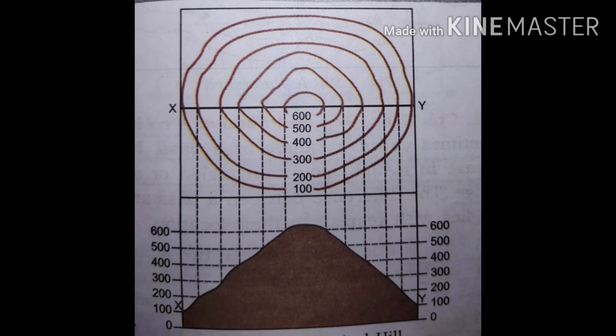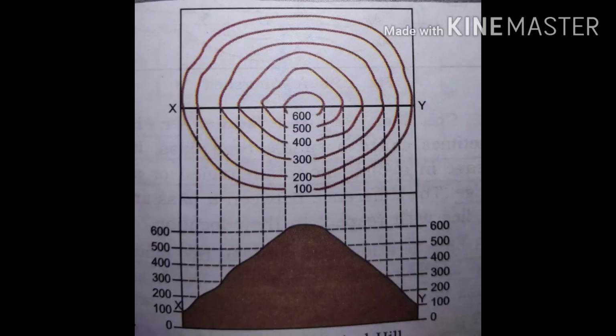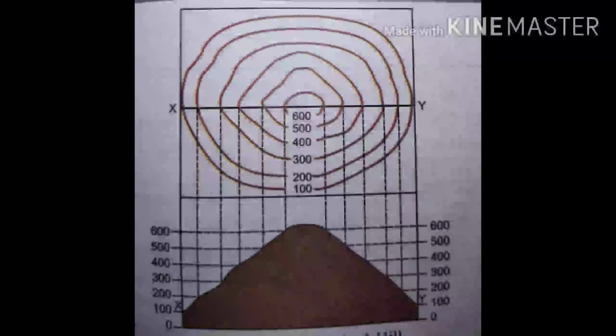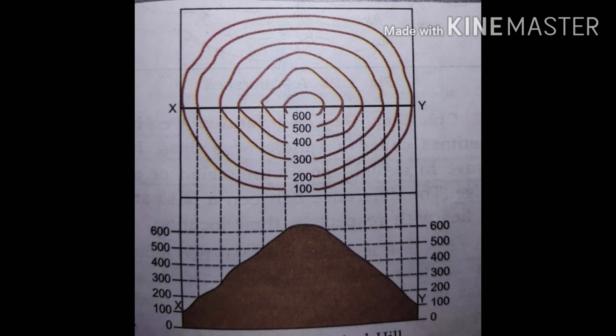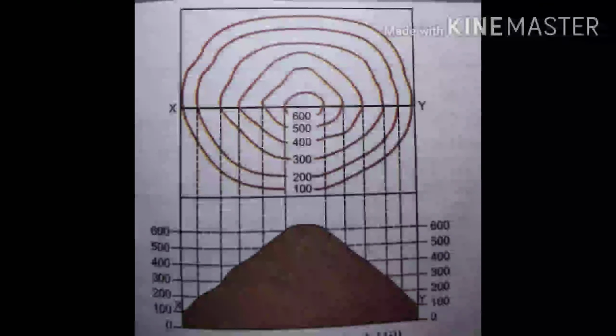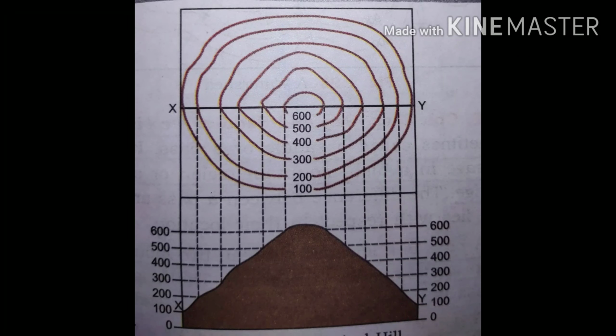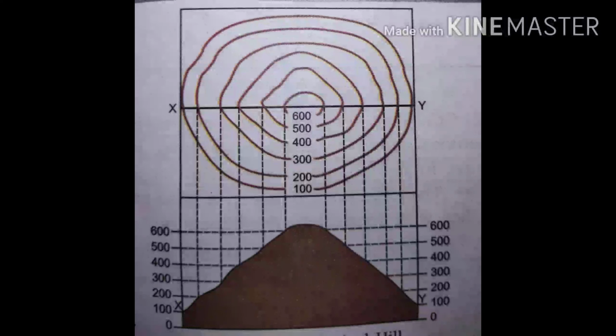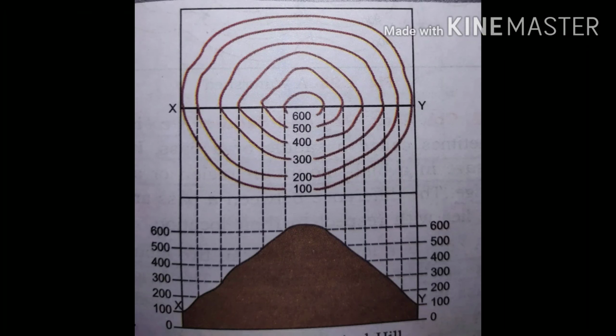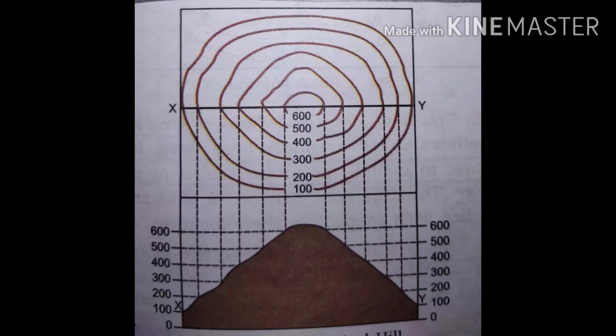Now, with the help of this diagram, we will see how the contour lines represent physical features on a map. We can see a conical hill. In the figure, you can see that there is a conical hill present on the ground, and how this conical hill is represented with the help of contour lines on a map. The representation you are seeing above is the representation on the map, which is a two-dimensional representation, and the representation you can see below is the actual hill which is present on the ground.